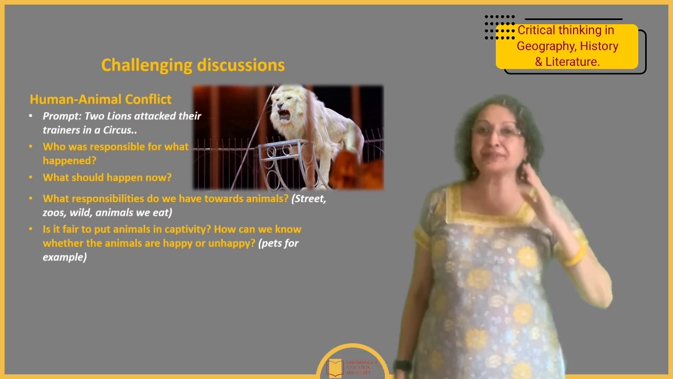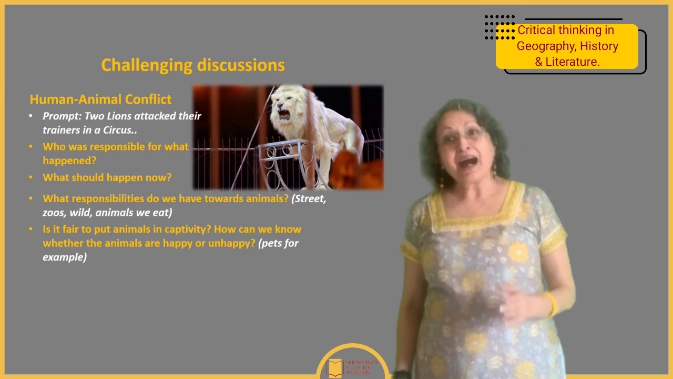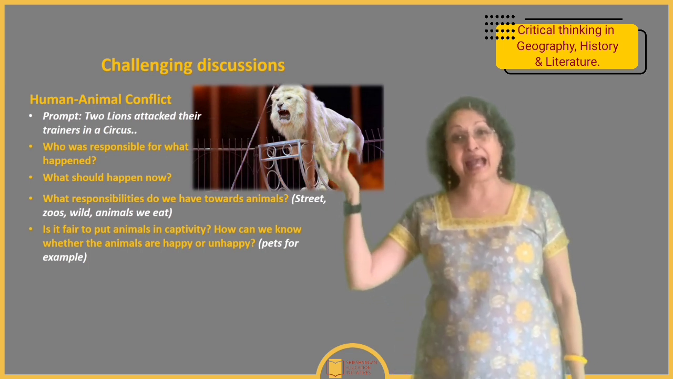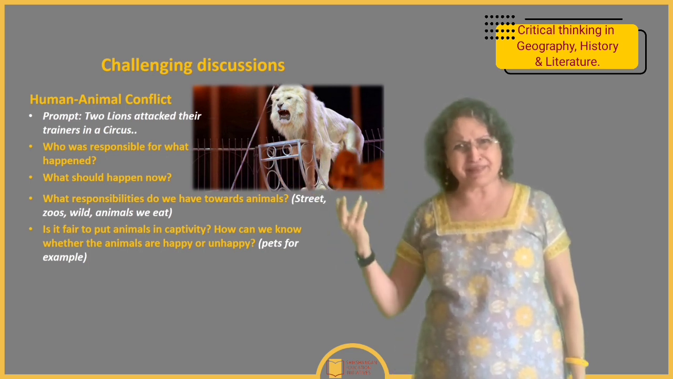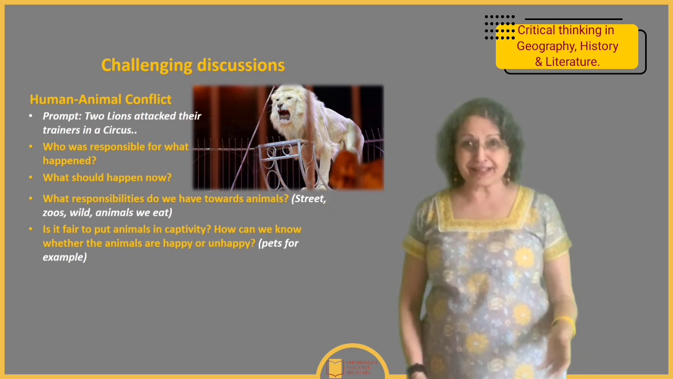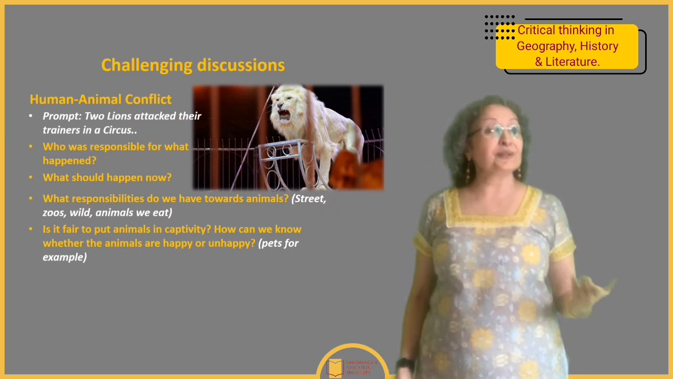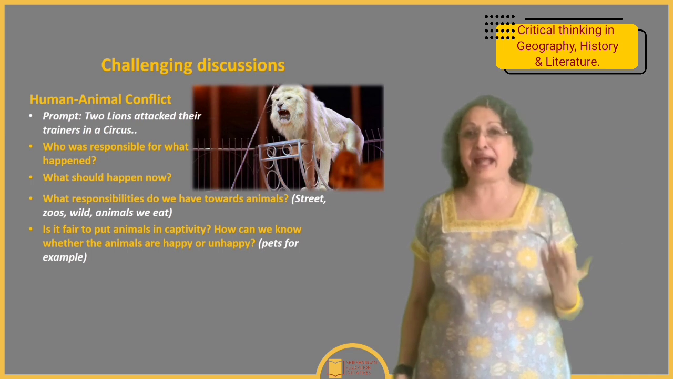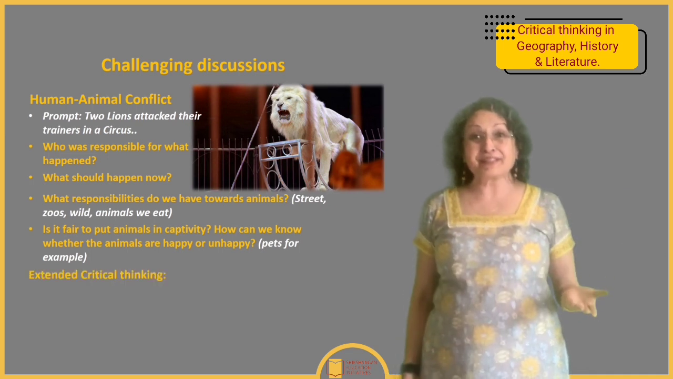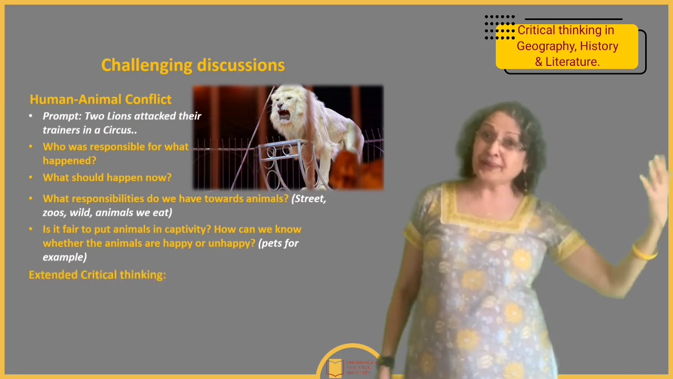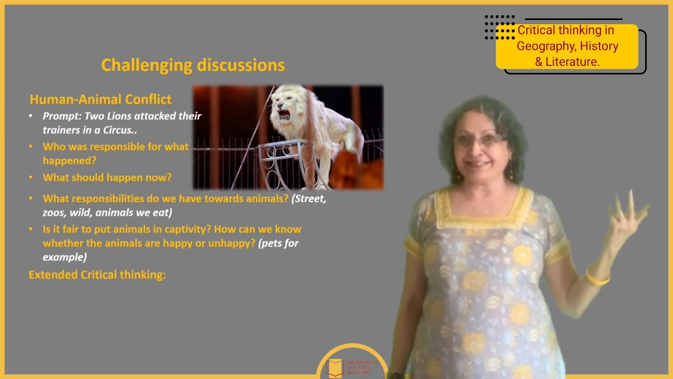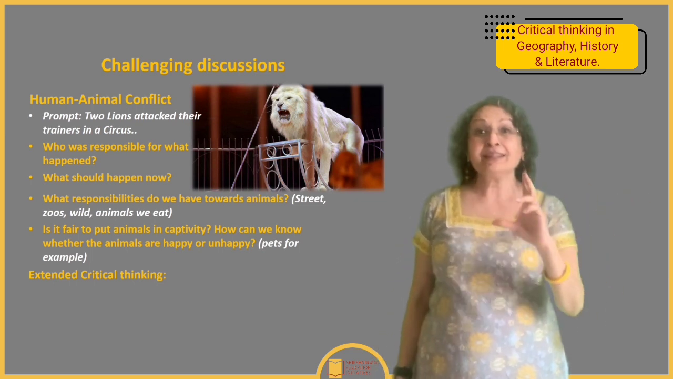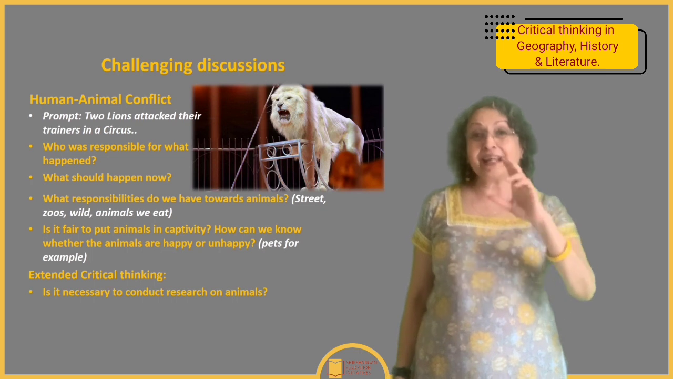Is it fair to put animals in captivity? How can we know whether animals are happy or unhappy? हमारे पास कोई evidence है क्या? Even pets, for example, तो बच्चे बात करेंगे कि no, I have a dog, I have a cat, they're really happy, I do this. So this kind of a discussion must happen. You can extend that beyond what is happening in the classroom or newspaper article में जो दिया है उससे आगे ले जाएं.